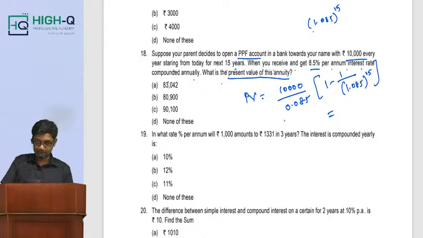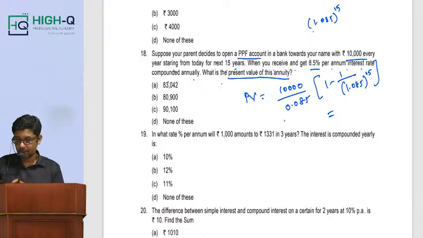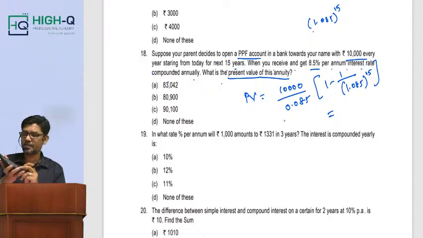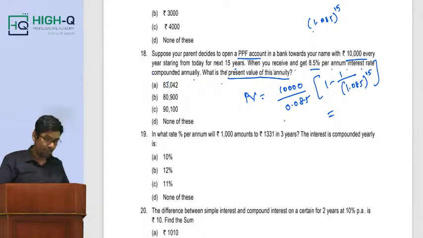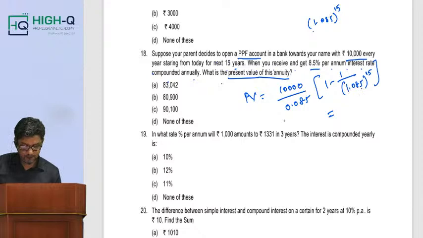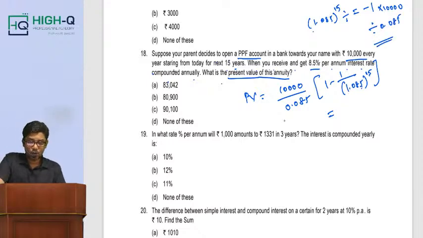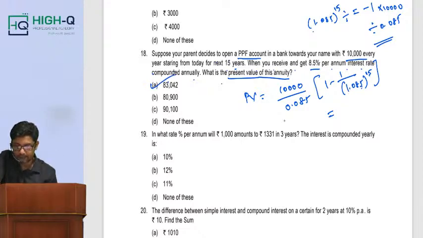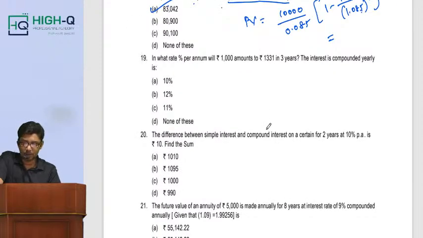Let me check. No, it's not coming. Okay. 1.085 into equal to square, equal to cube. They keep on multiplying, right? You will be getting whole power 15. After getting 1.085 whole power 15, just do 1 divided by it, equal to, minus 1, into 10,000 divided by 0.085. Yes. Don't worry, my dear. Sir, I am getting the answer in negative. Arey, ignore the negative sign. Nothing is going to happen. Yes, very good. 83,042 rupees.